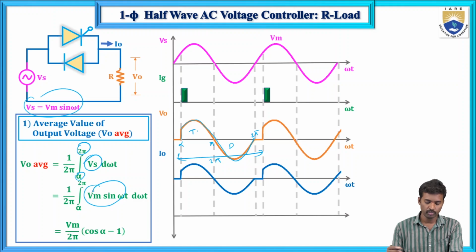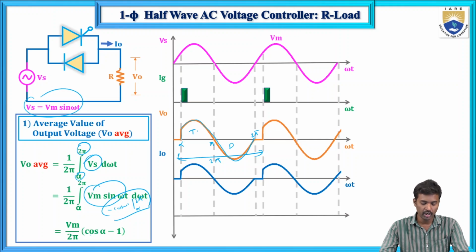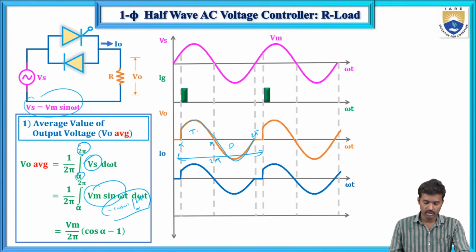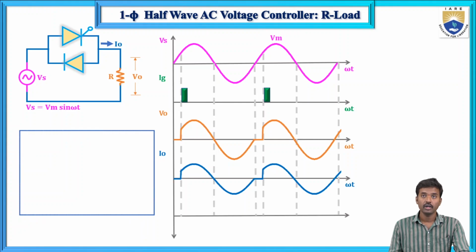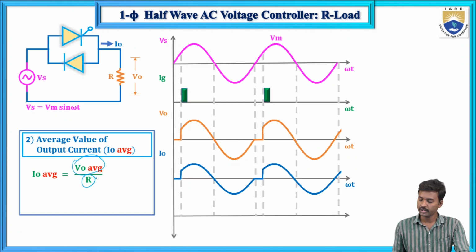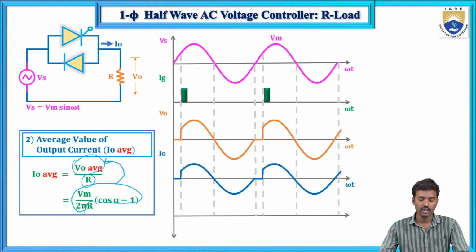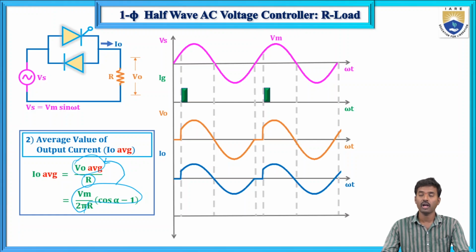If you simplify this, we get minus cos omega t, with Vm common, from alpha to 2 pi. So this gives cos alpha minus 1. So V naught average equals Vm by 2 pi times (cos alpha minus 1). The average output current equals this average output voltage divided by the resistance R, that is Vm by 2 pi R times (cos alpha minus 1).